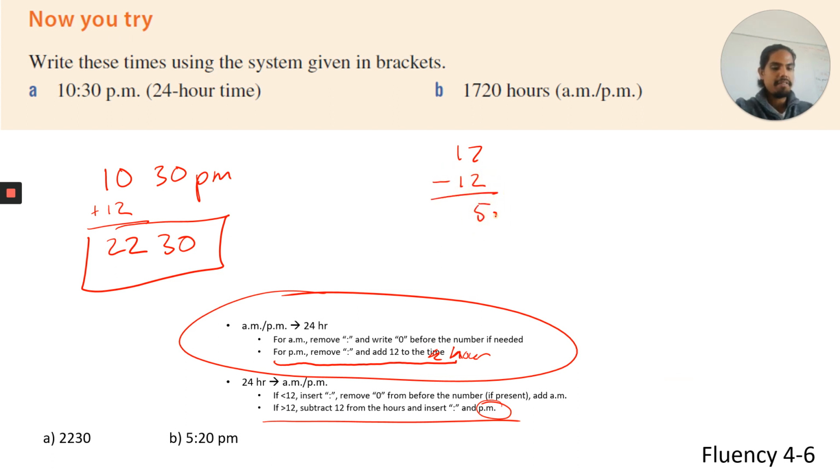So this is 5. I add the colon in between. This is 5:20, and it was above 12, so it is 5:20 p.m.